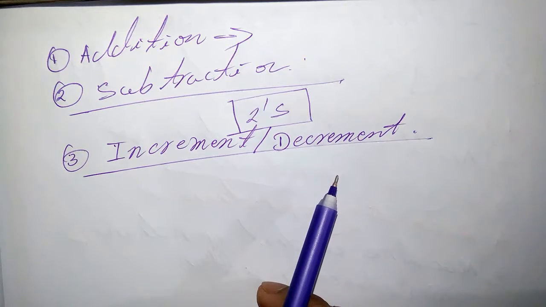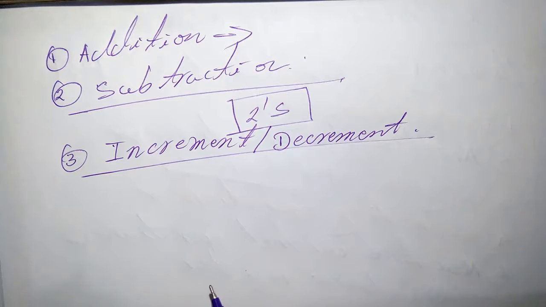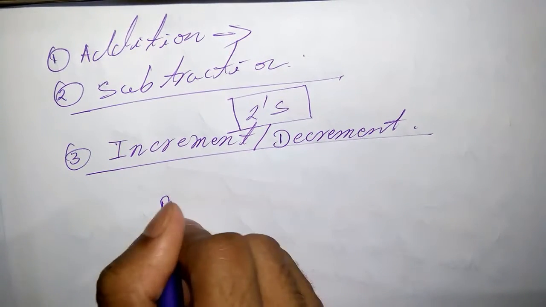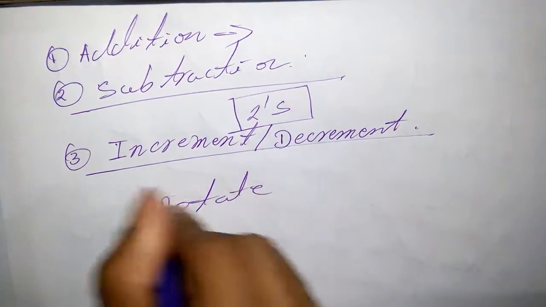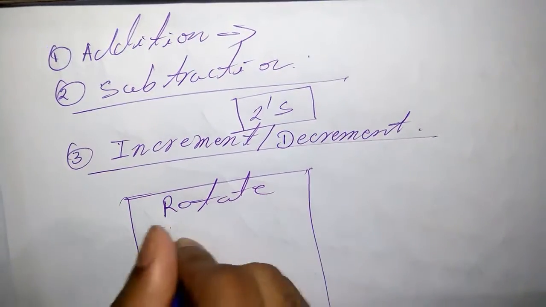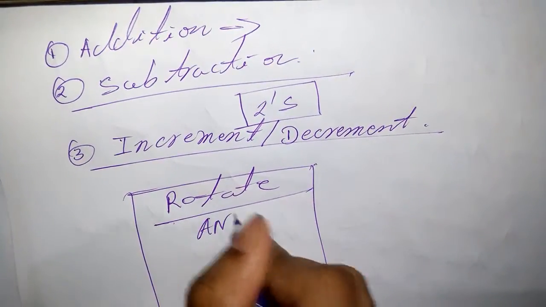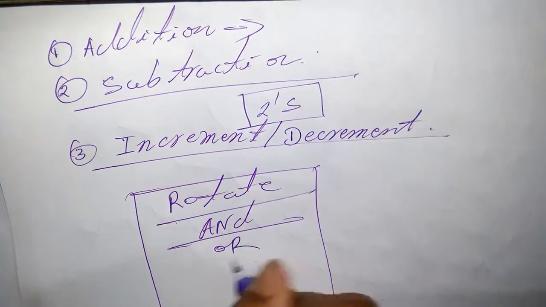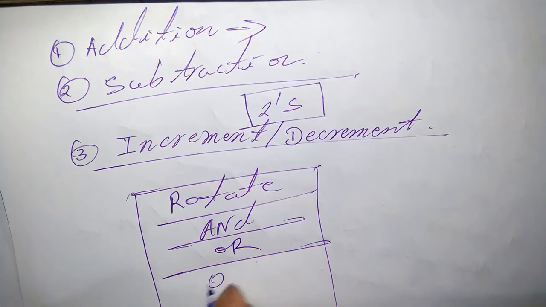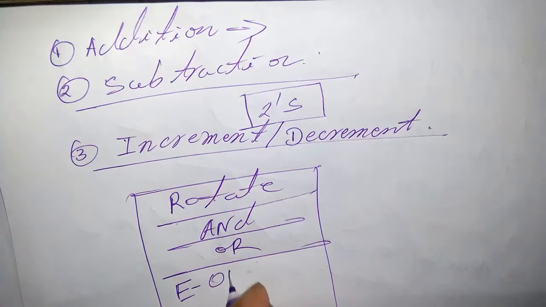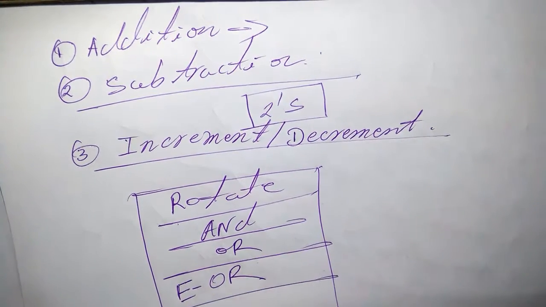Now rotate. Each bit in the accumulator can be shifted either left or right to the next position. This is rotate, and, or, exclusive or.